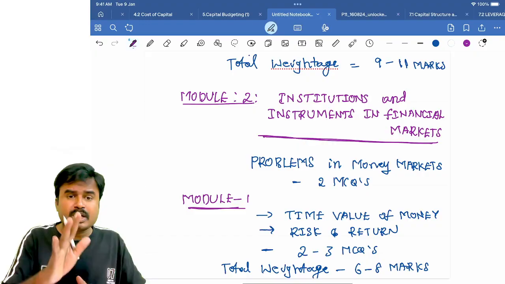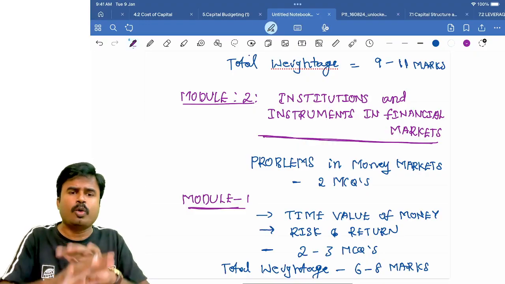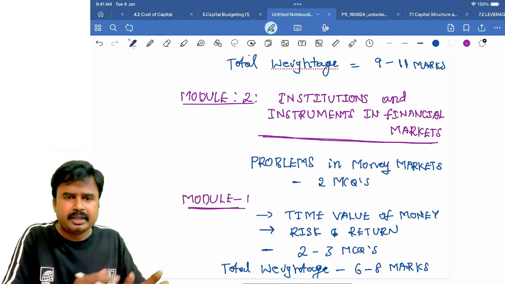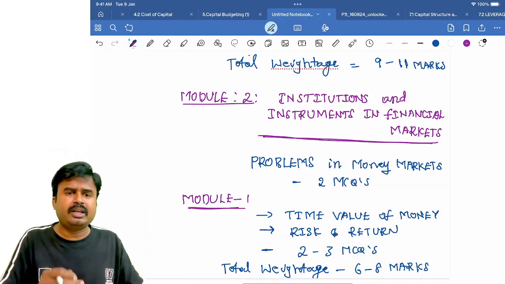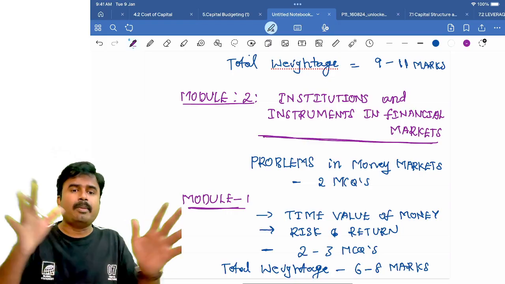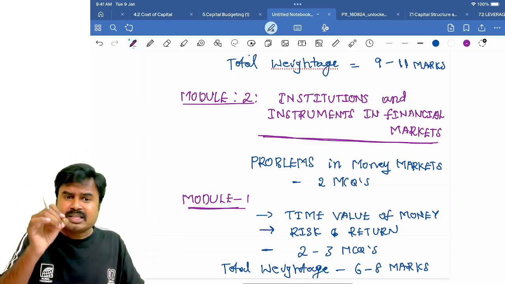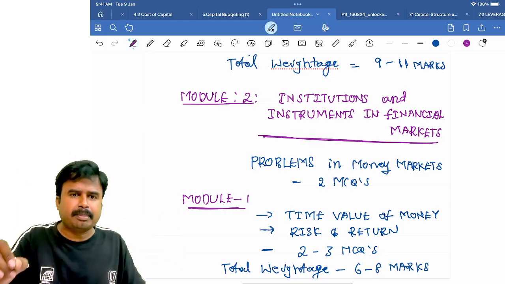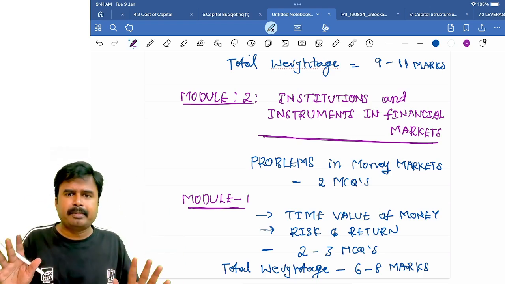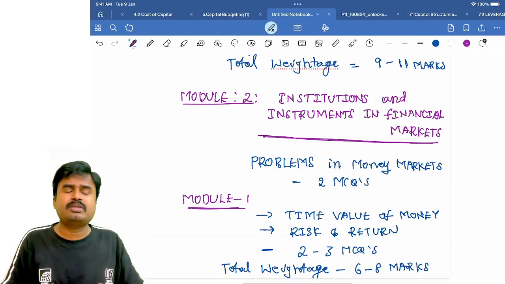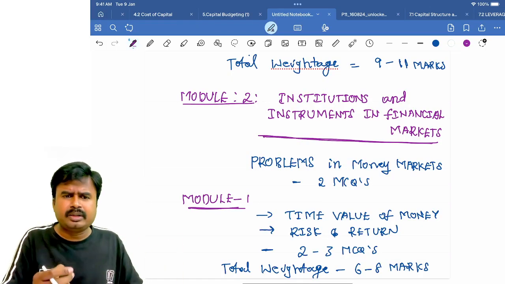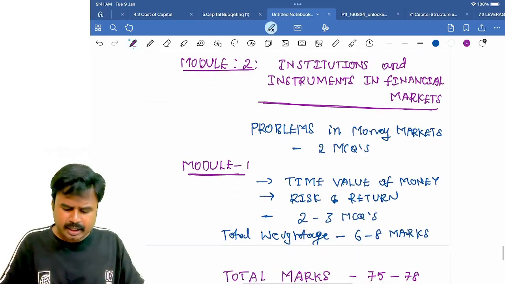So please don't focus on the whole chapter of institutions and instruments in financial markets. Don't focus on theory. Never touch that theory, because it gives you very few marks for a huge amount of preparation. My biggest suggestion for the students: literally ignore this chapter for your entire CMA Inter preparation, not only financial management. Why? Because you need to invest more time, but it gives you far fewer marks.